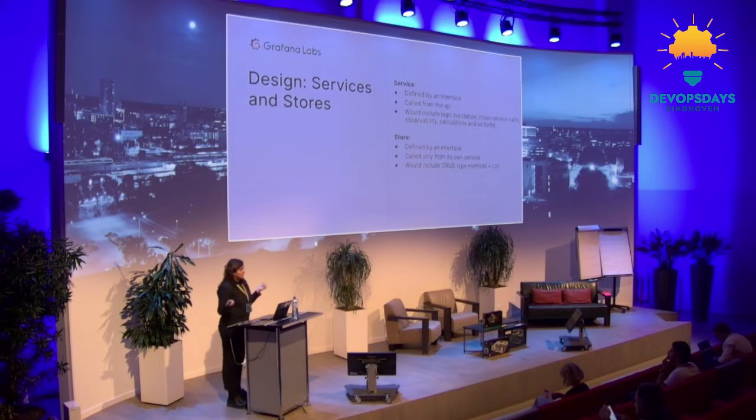It will be called from the API, and it would include logic, some validation, cross-service calls, observability, calculations, and so on. The storage layer would be very simple, also defined by an interface, but the methods would be CRUD-like: create, read, update, delete, or list. So very simple storage, and it will be only called from its own service. This design allows us to add other types of storages easily.